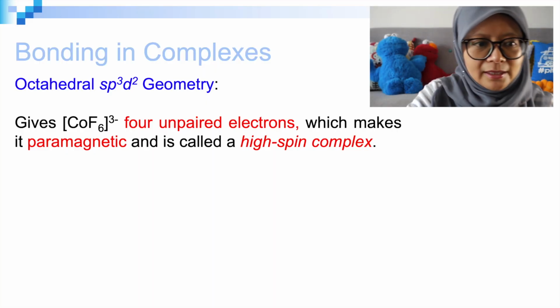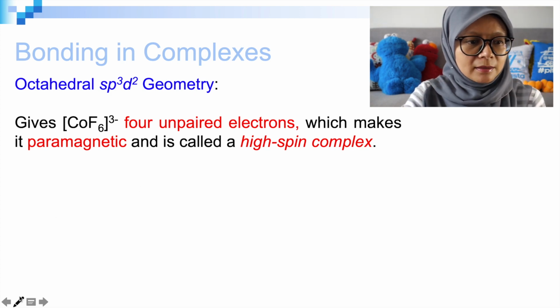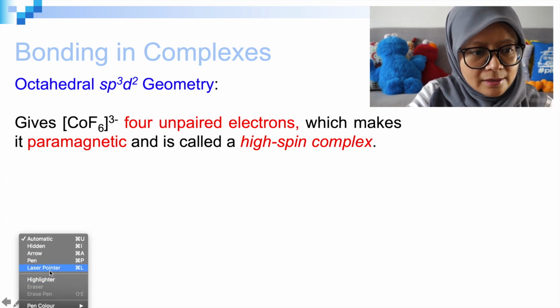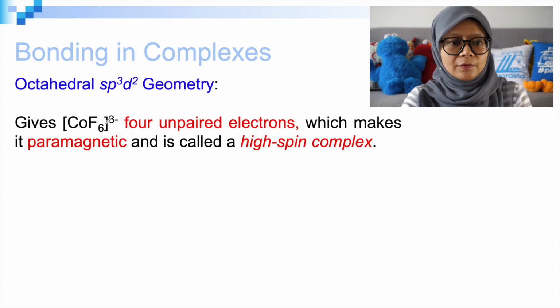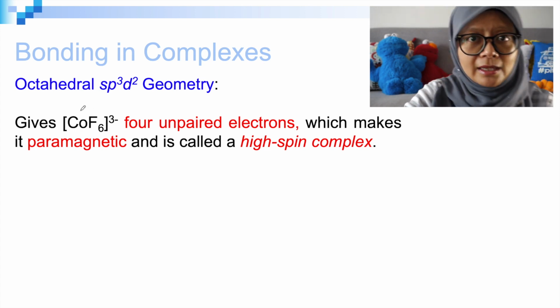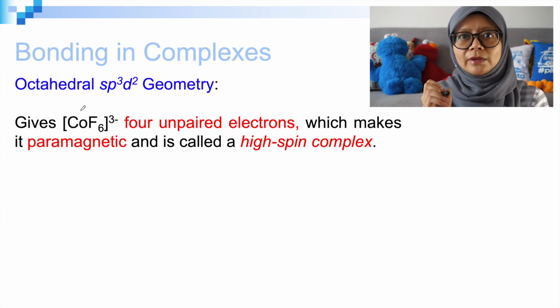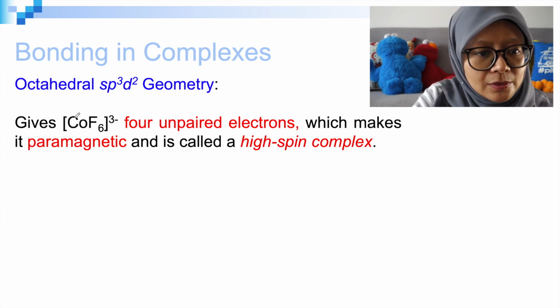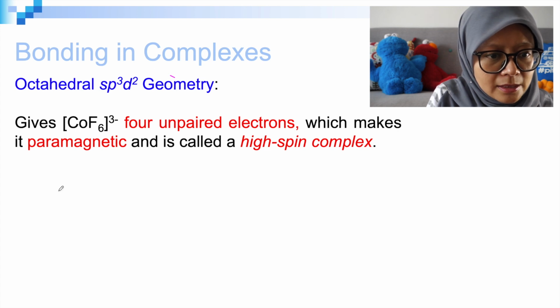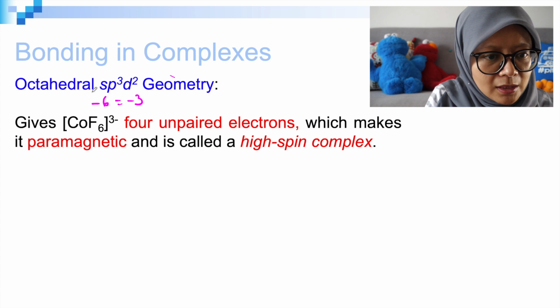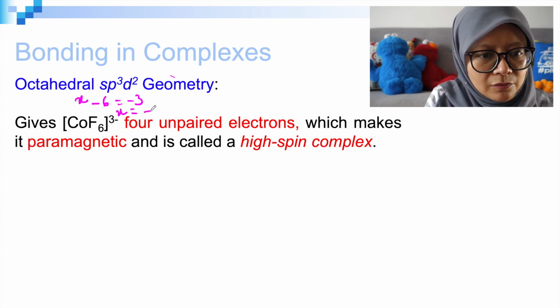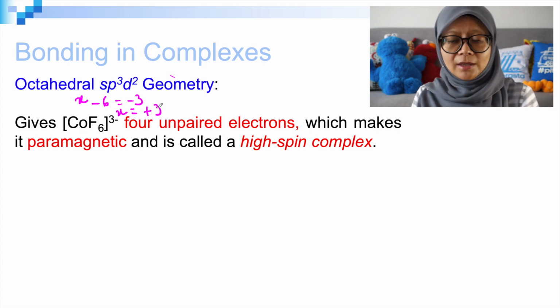So for example here, I have the cobalt with 6 fluoride. First thing is you need to determine the oxidation state of this cobalt. So here, x minus 6 equals minus 3. This is the x, so your x is +3, so the cobalt is +3.